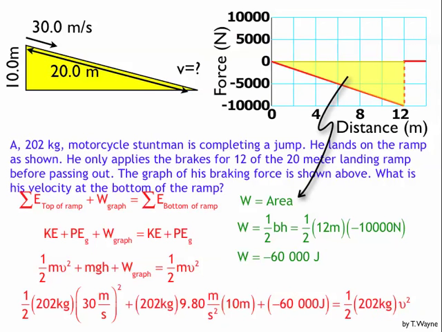I'll finish the math. I'll put in all my numbers. 1/2 times 2002 kilograms times 30 meters per second squared, plus 2002 kilograms times 9.8 meters per second squared times 10 meters, plus a negative 60,000 joules. So I got that negative from the graph. And that's equal to 1/2 times 2002 kilograms times the velocity squared at the bottom. When I end up doing all the math, I get a speed at the bottom of 22.4 meters per second.